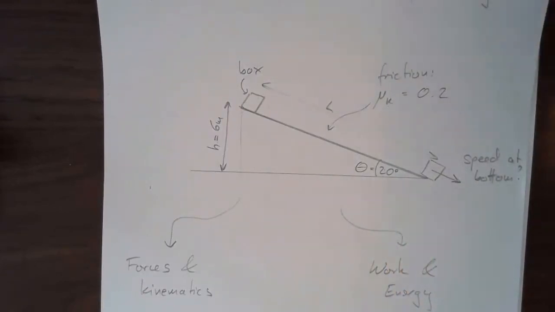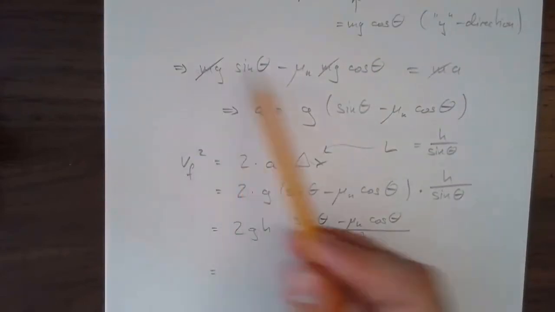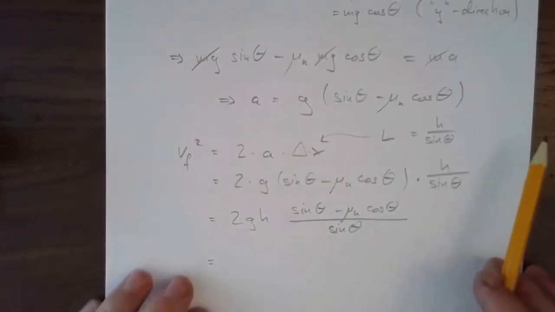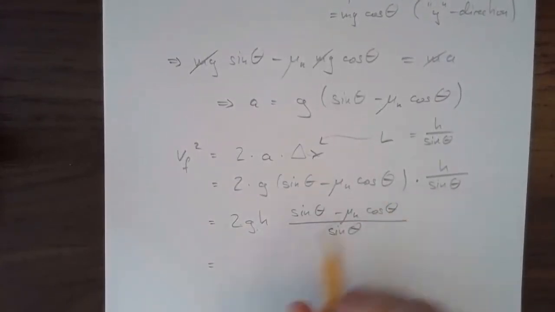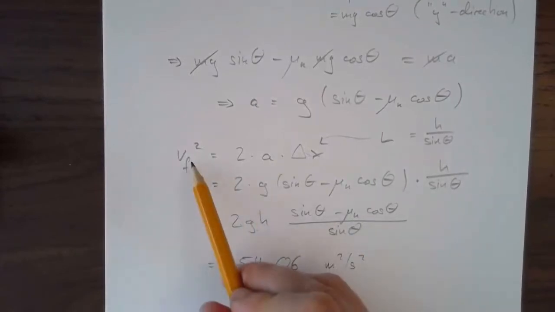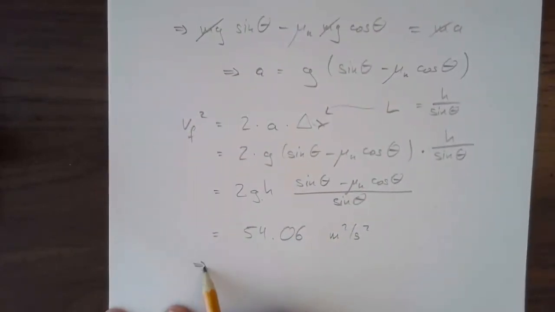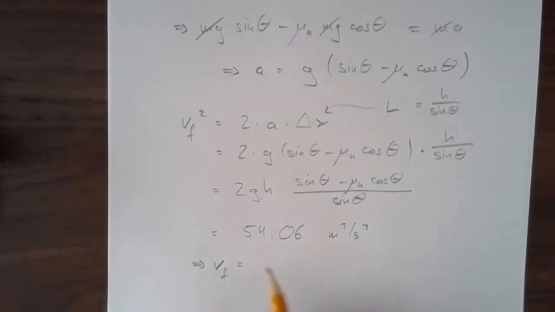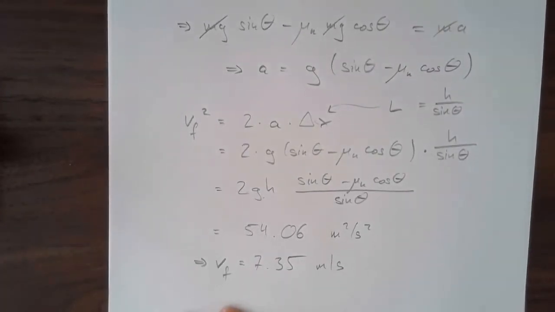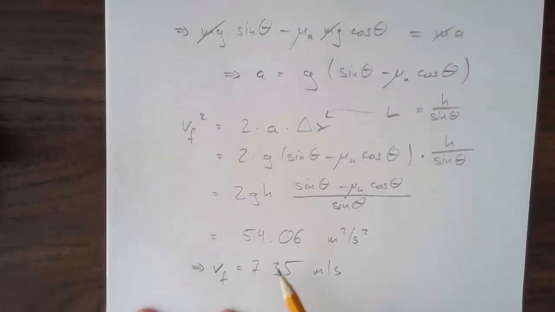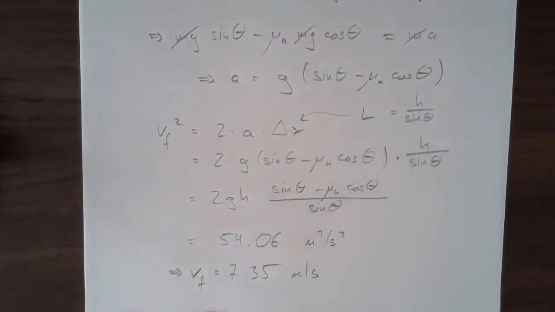Notice I don't need to know the mass of the box. I had to include it, but it actually cancelled out. And I don't know it, so it's just as well. If you plug in the values, with g as 10, I am getting 54.06 according to my calculation, meters squared per second squared. That is v squared. So I'm going to take the square root. V final is equal to 7.35, I think, meters per second. Right, so that's my speed at the bottom, solved using forces and then a little bit of kinematics.